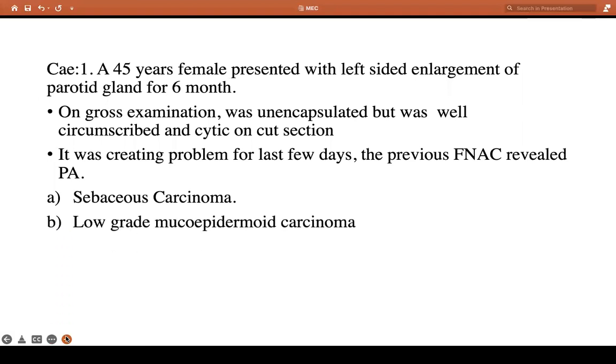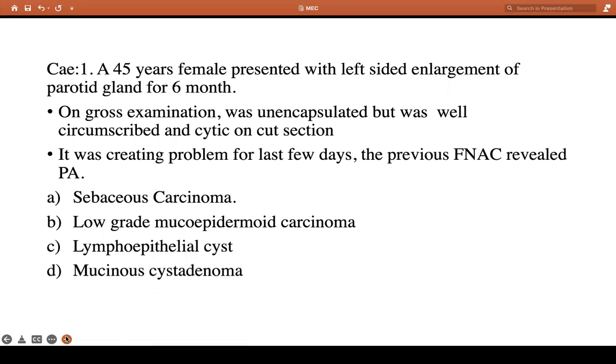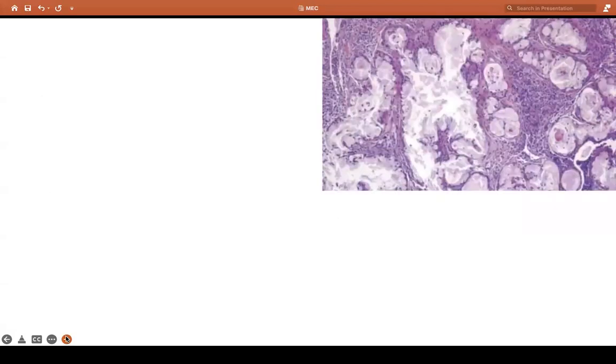Sebaceous cell carcinoma, low-grade mucoepidermoid carcinoma, lymphoepithelial cyst, mucinous cystadenoma. Because it is cystic, we included mucinous cystadenoma in the differential diagnosis, which could be a benign lesion. If you reveal the picture very soon, you will see it is a low-grade carcinoma on histology. This is the gross examination. This is the histological examination.